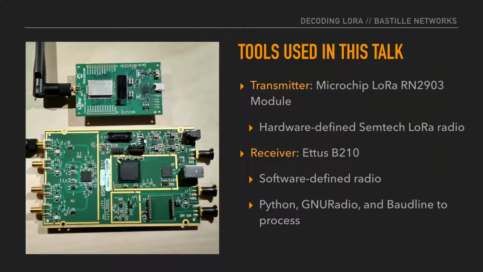So we talked a bit about radios just a moment ago. We're going to use two different kinds of radios when going through this talk. First, we have our hardware-defined radio, which is a Microchip LoRa RN2903 module. And this is basically a dev board that has a hardware-defined LoRa radio built onto it. So this is going to be our transmitter that we're going to be targeting. And then finally, our receiver is this software-defined radio right here. This is an Ettus USRP B210. It's just a commodity software-defined radio board.